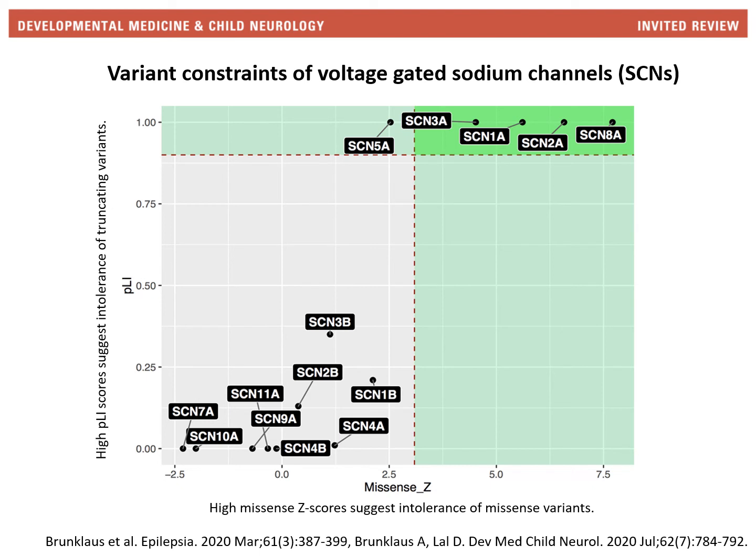In the top right corner, you can see the most constrained sodium channel genes, including SCN1, 2, 3, 5, and 8A. Variants in these genes are unlikely to be found in the general population and are often pathogenic. The others, however, in the bottom left, are not as constrained, and such variants are more often found in the general population, including SCN9A. If found in an epilepsy phenotype, these variants are often not disease-causing. Gene tolerance analysis can therefore aid sodium channel variant interpretation.